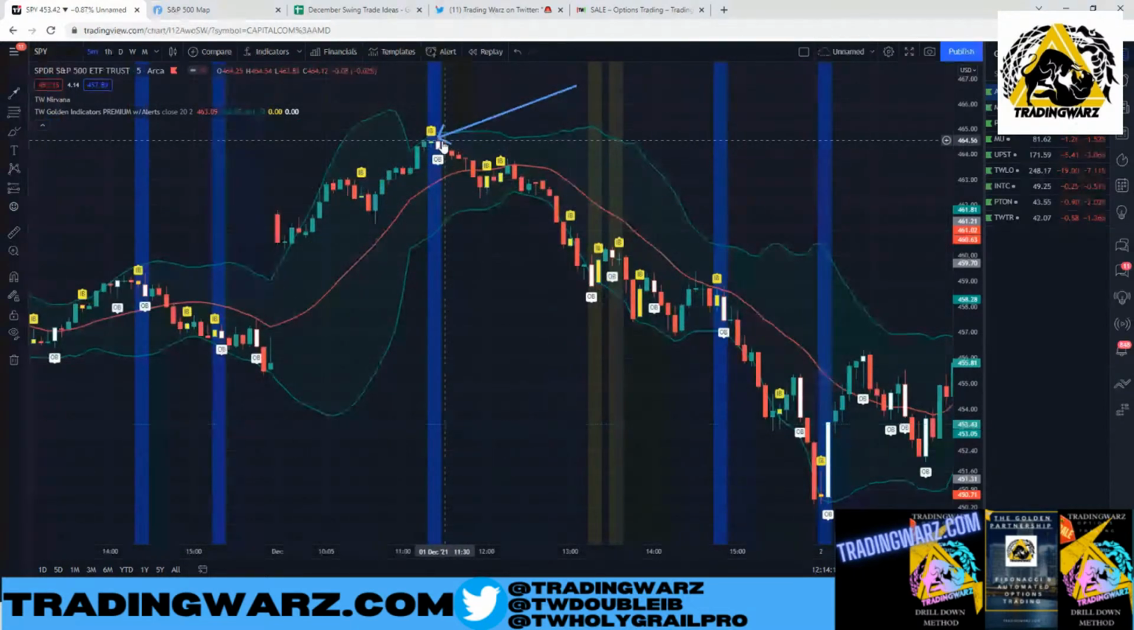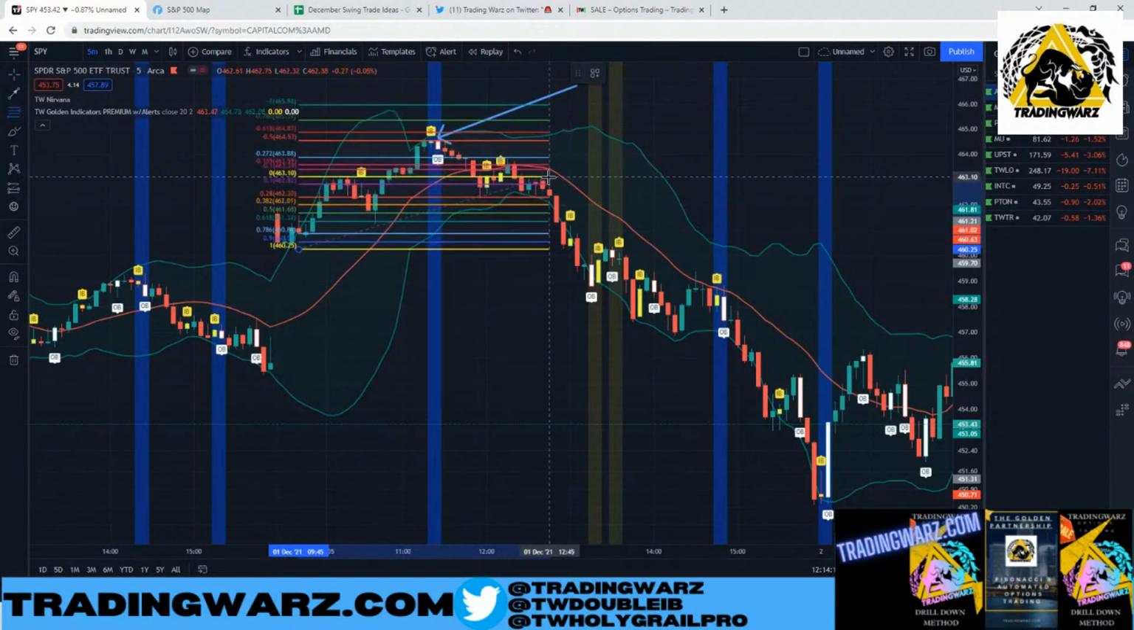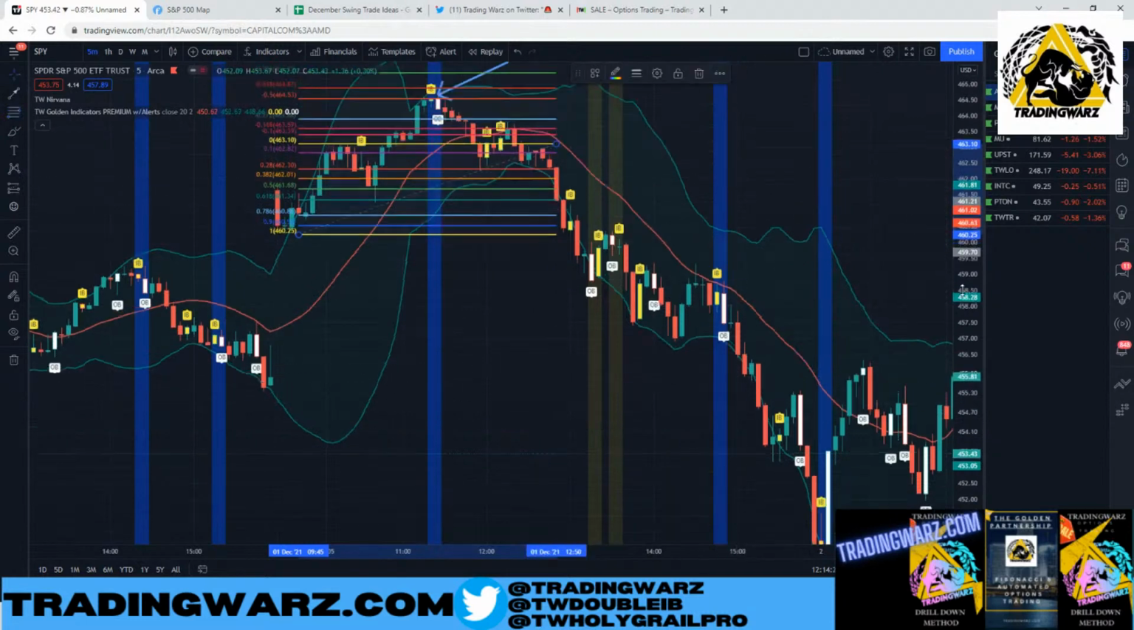But this is an ideal candidate for 0 days to expiry, because if we look at this, let me draw a fib on this chart. So if we look at this right here, guys, this is very key.